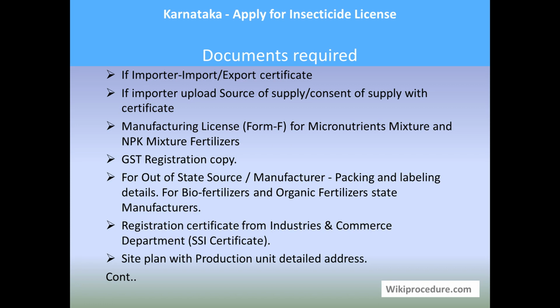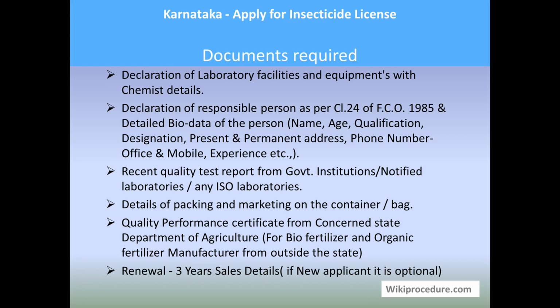Registration certificate from Industries and Commerce Department for small scale industry certificate. Site plan with the production unit detailed address. Declaration of laboratory facilities and equipments with chemist details. Declaration of responsible person as per the clause with the biodata of his details as mentioned here. Recent quality test report from government institutions, notified laboratories, any ISO laboratories. Details of packing and marketing on the container or on the bag. Quality performance certificate from the concerned state Department of Agriculture for biofertilizer and organic fertilizer manufactured from outside the state. Renewal: 3 years sales details; if new applicant it is optional.